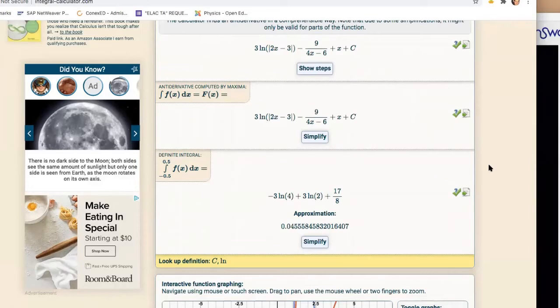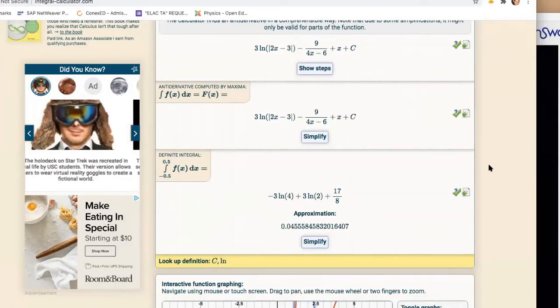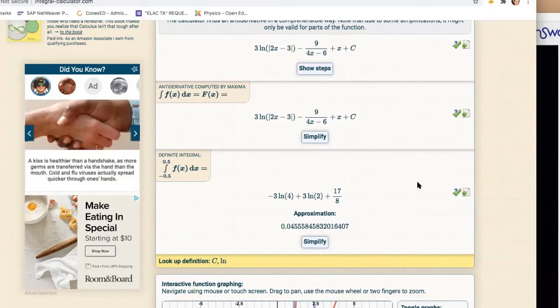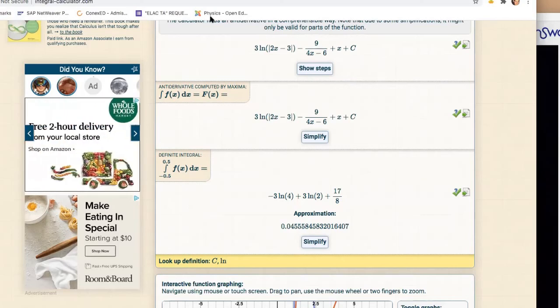Okay, so now the integral came out 0.04555. So it came out smaller. Okay, I'll put that in my calculator. 4.555845832. But then what happens?